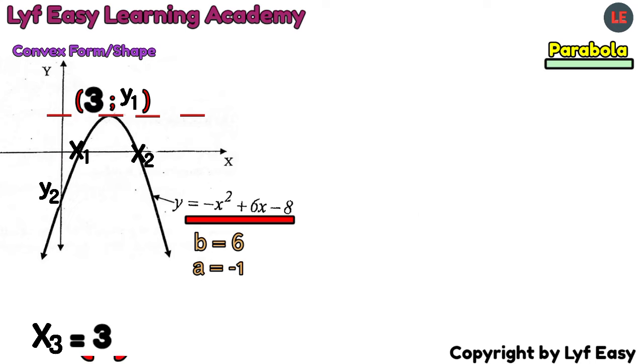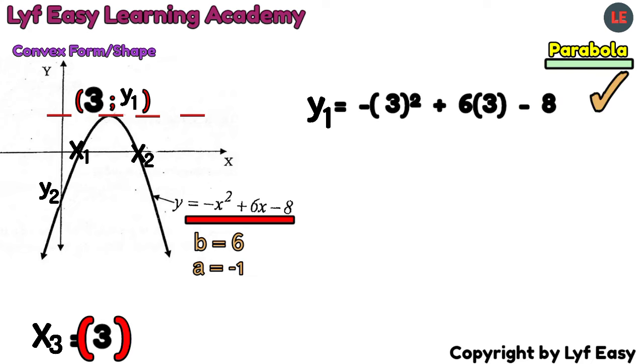Now we use this 3 to substitute x on this given equation. Every part with x we will put this 3 like so. On this equation, we get y1 to be 1.